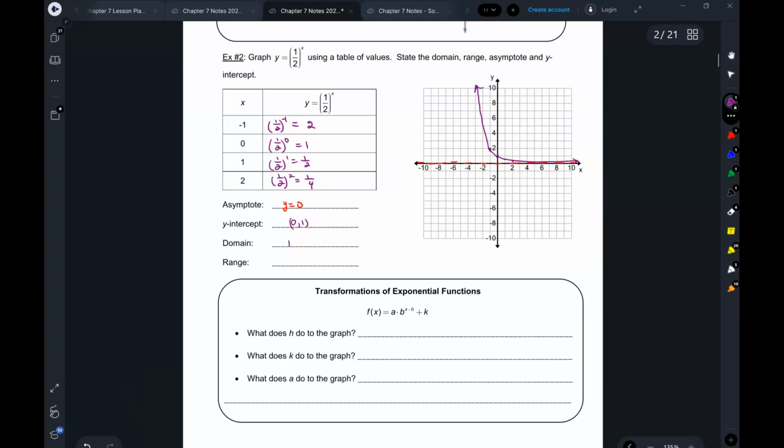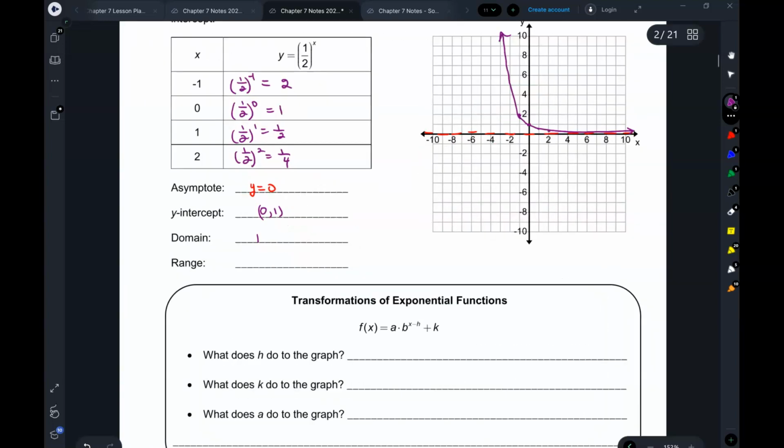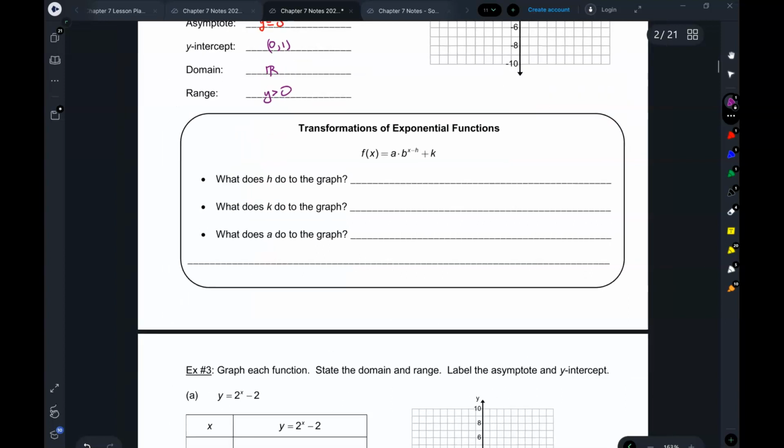Okay. So the domain we said was all real numbers, and y is greater than 0 for the range. All right, so let's talk about transformation. Here is our standard transformation: a times b to the x minus h plus k.